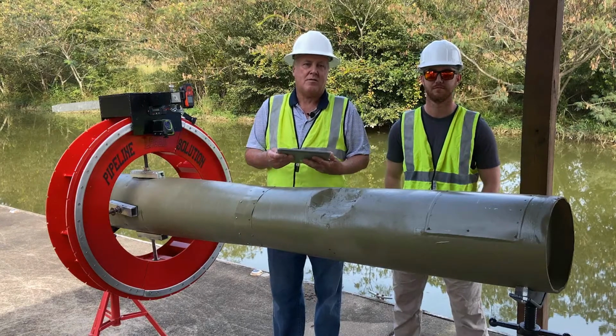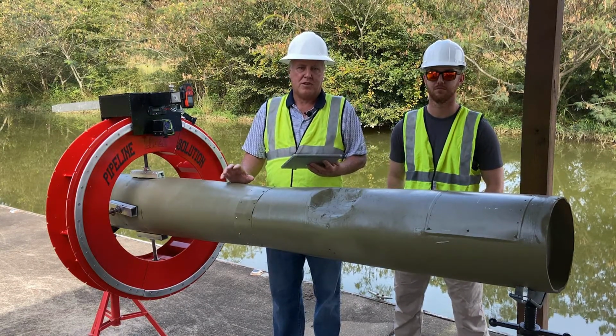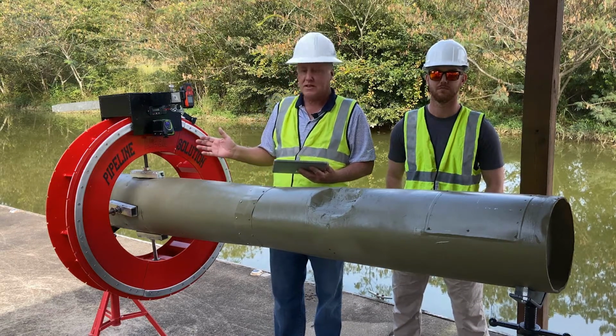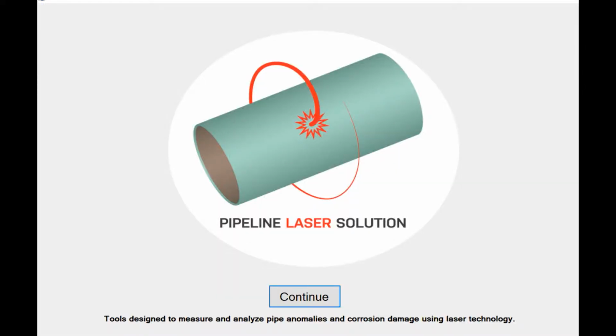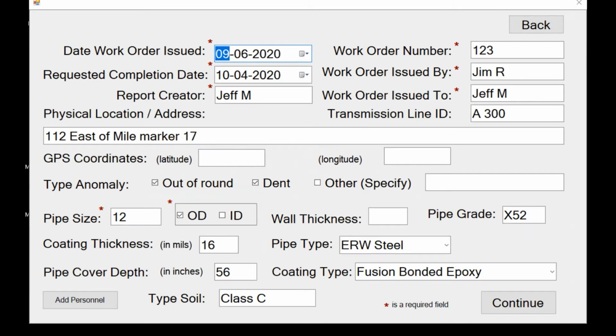Okay, now at this time we're going to go over the tablet part of the demonstration. The software is preloaded on the tablet that you'll receive with the system, and let me just go through a little bit of it and get started. First off, you're going to start filling out the pertinent information for the project, the people on the project, the type pipe, the size, the grade, all the things that are important, the coating, the class of the soil, all the pertinent information.